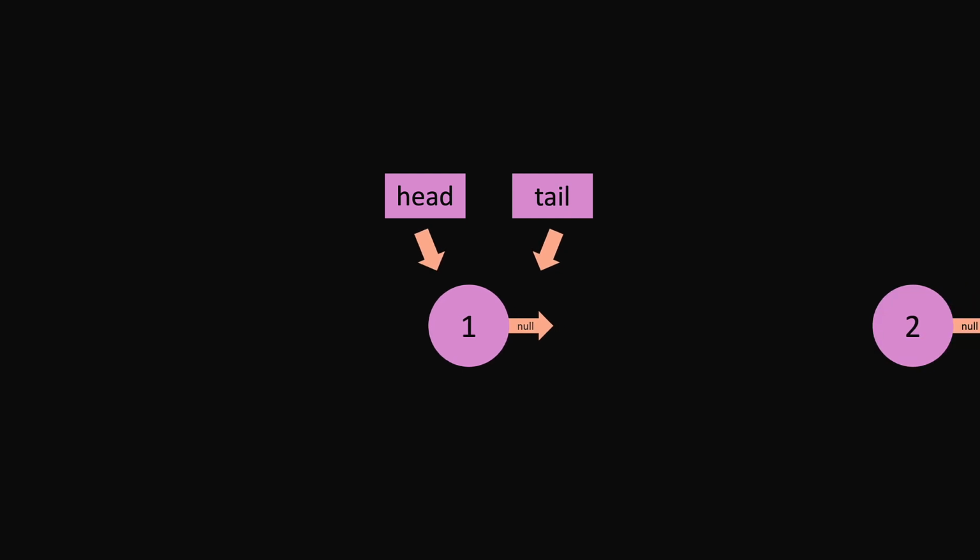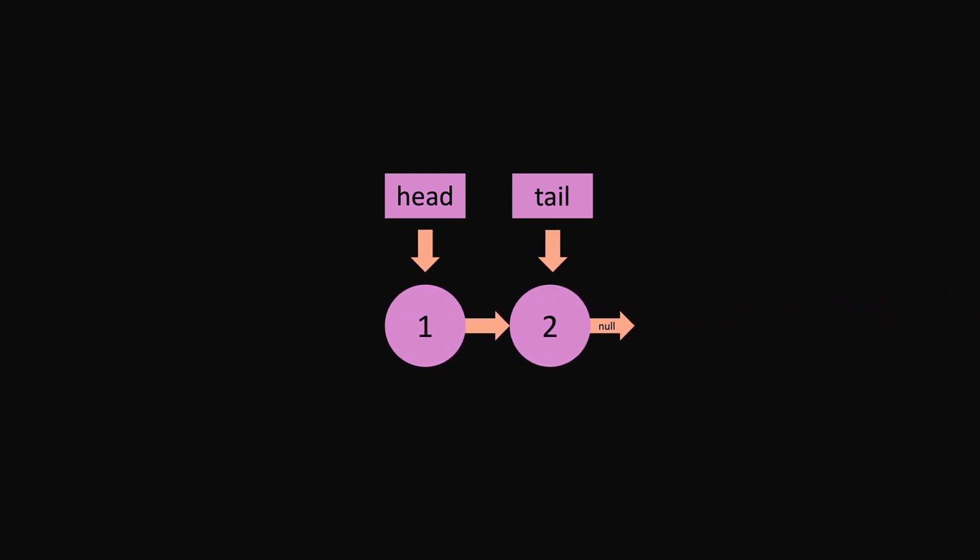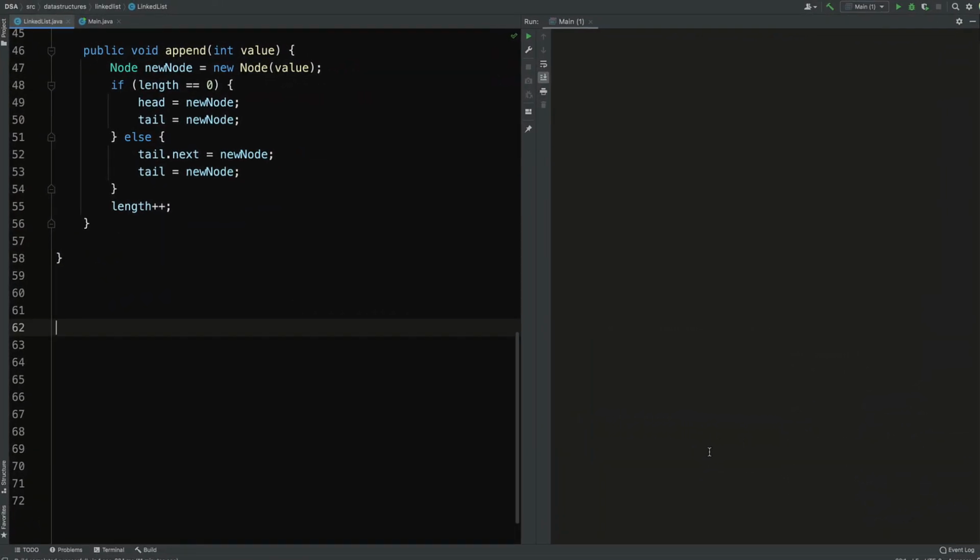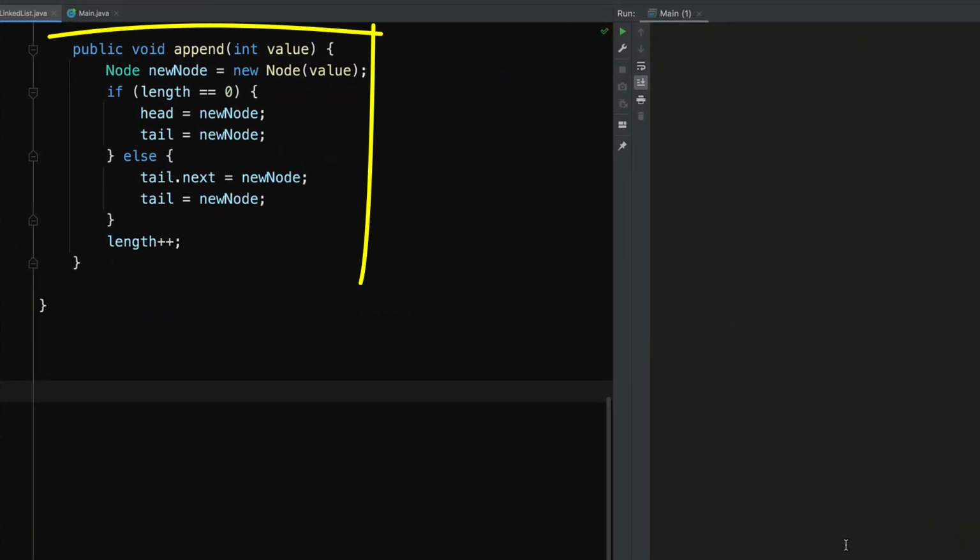And then we'll run the append method on a new node with a value of 2, and we'll have a linked list that looks like this. So let's flip over to IntelliJ and take a look at this. So there is the append method that we just created. This is a method that has been added to the linked list class.